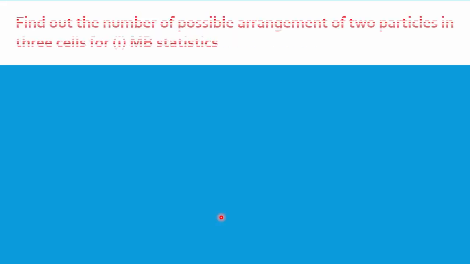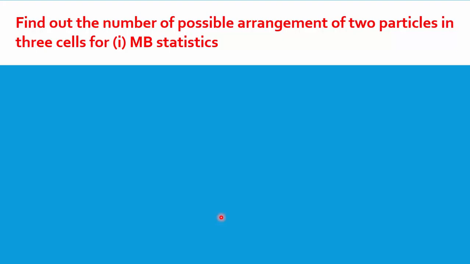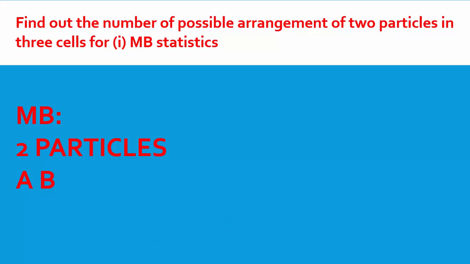Now we take an example, a numerical, which is from a WBUT question paper: Find out the number of possible arrangements of two particles in three cells for Maxwell-Boltzmann statistics. So when you have two particles and three cells, and you have to calculate the number of possible arrangements, that means the number of ways or number of microstates.